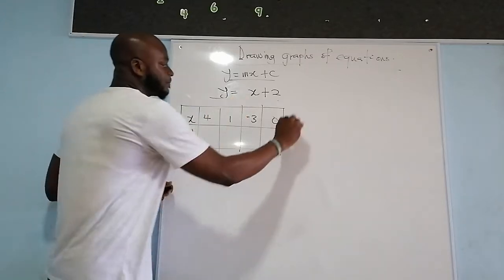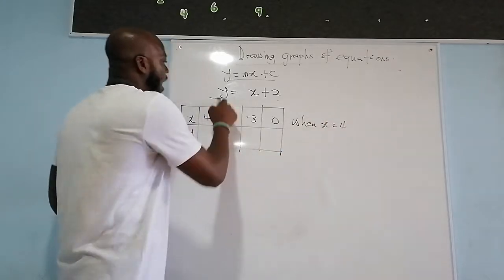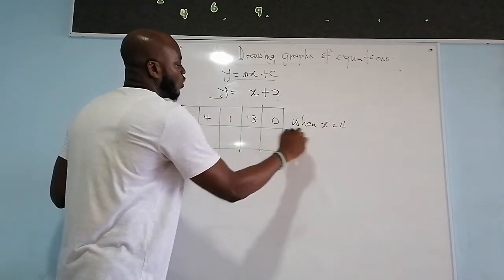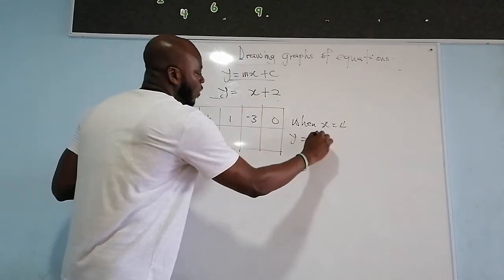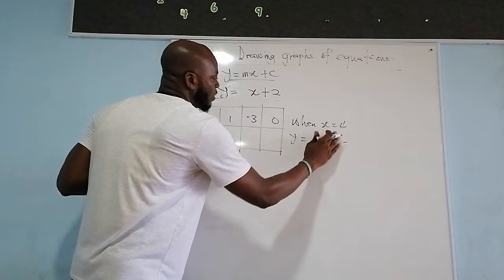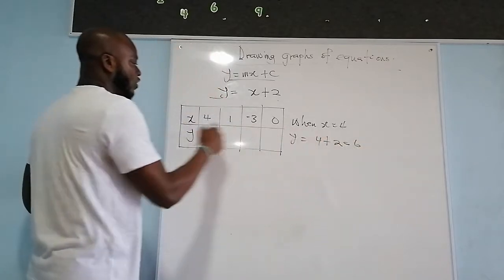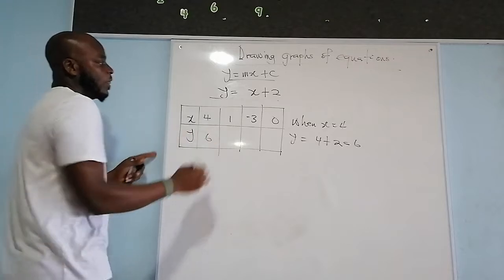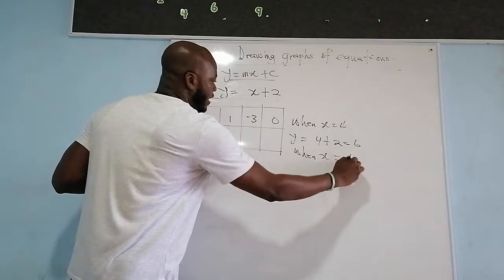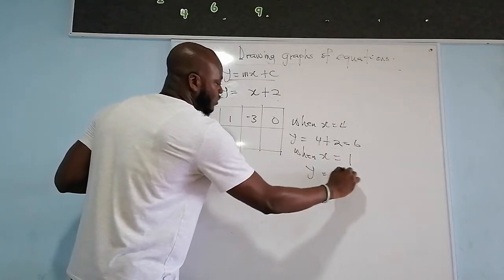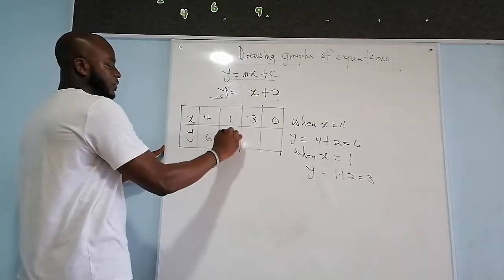So when x equals 4, our y will be equal to, now we put 4 in place of x, 4 plus 2, and that will give us 6. So the corresponding y value here will be 6. When x equals 1, our y will be equal to 1 plus 2, which equals 3. So the corresponding y value here will be 3.